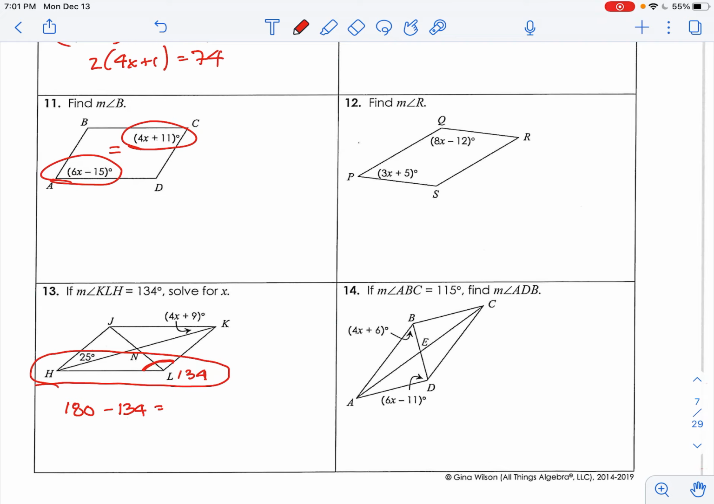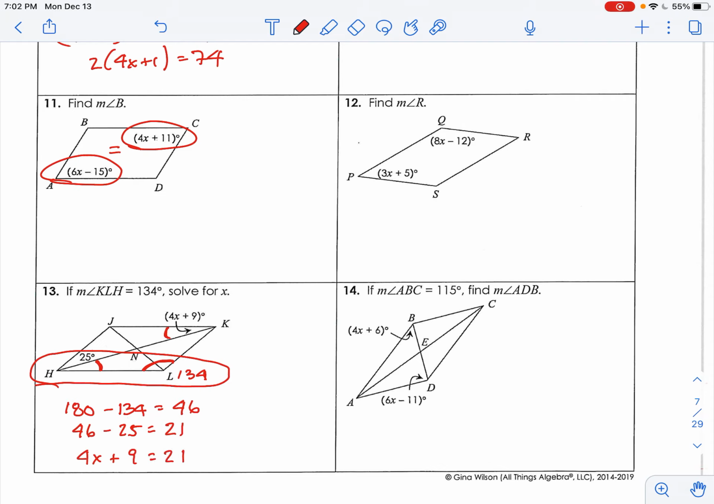actually, let me calculate that quick. All right, if I take 180 minus 134, I'm going to get 46. So one of the concerns here is, if that's 46, what would this little piece be? Because here's what I know. That little piece is equal to that little piece for alternate interior angles. So what could I do next? I could take 46 minus 25, right? If I subtract that, I would get 21. All right, so that's a long way to go to say that 4x plus 9 equals 21.